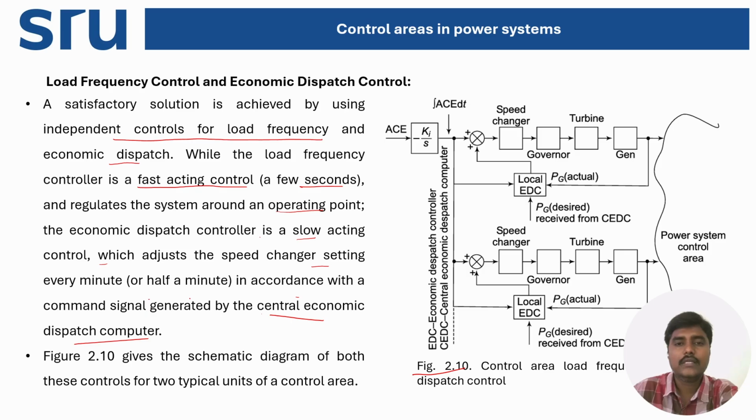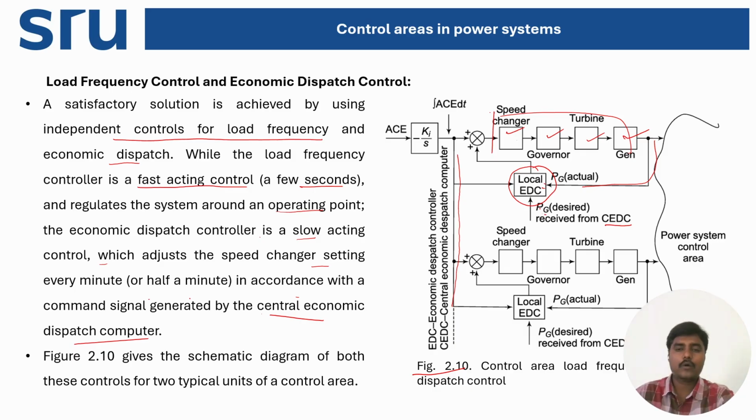Here you can see this is one unit where one speed changer, governor, turbine and one generator is there. This particular setup has its local economic dispatch controller, or you can call it an economic dispatch center. It is going to sense the actual power output of this generator and compare it with the desired output, and this desired power output value is to be received from the CEDC, where CEDC is called the Central Economic Dispatch Computer.